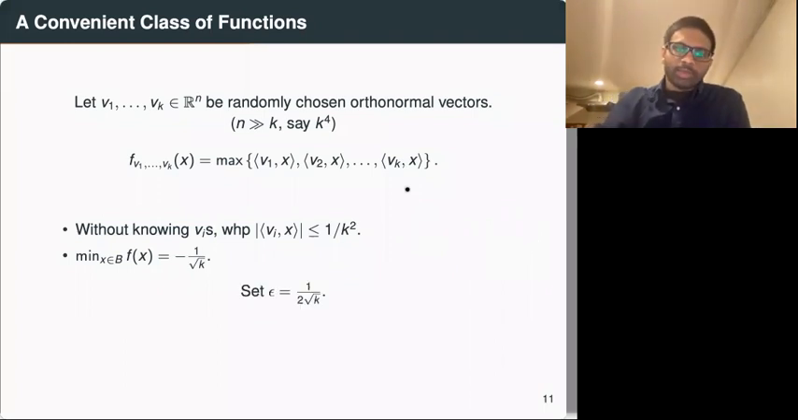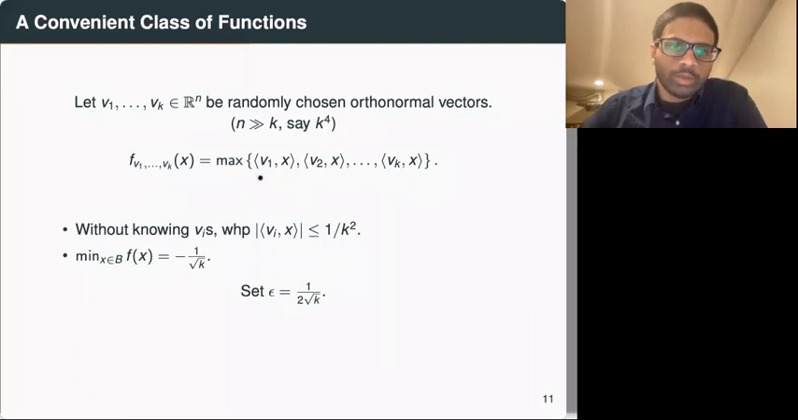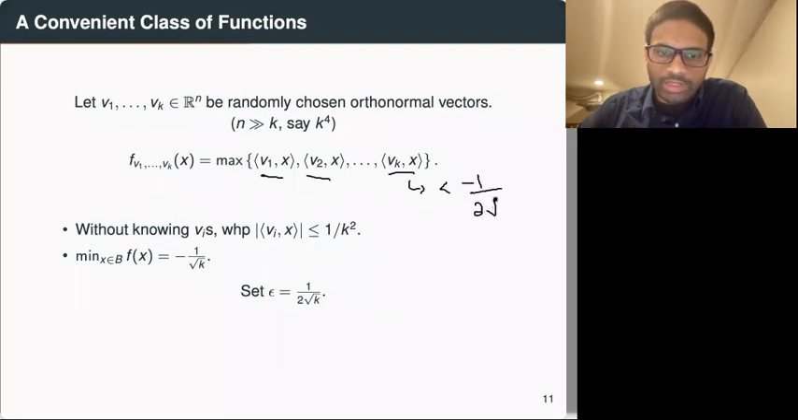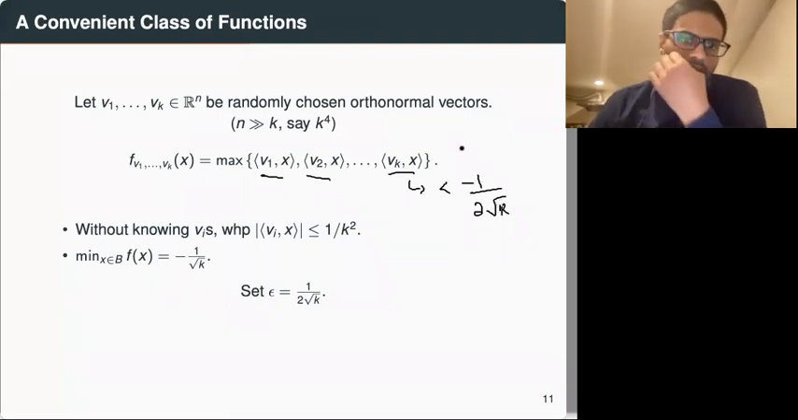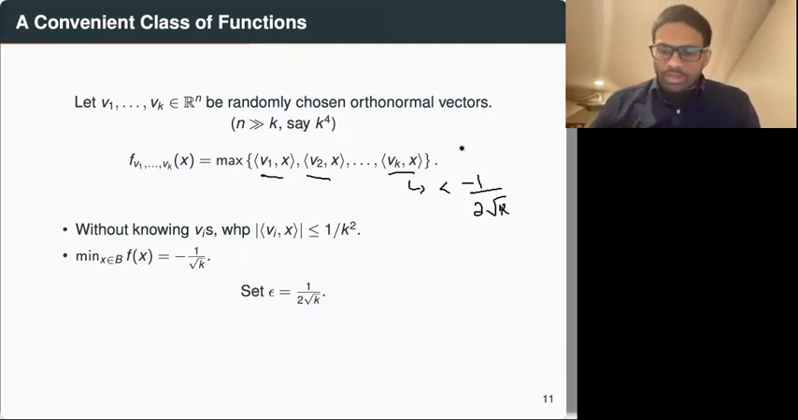And if we set our epsilon to be 1 by 2 square root k, then the task is really simple. We want to find an x such that each of these is at most minus 1 by 2 square root k. If we find such an x, we have solved the task. If we haven't found such an x, we have not solved the task. And when we make our first query, as I mentioned, all our values are going to be really small. So our first query for sure isn't going to be satisfying this property.